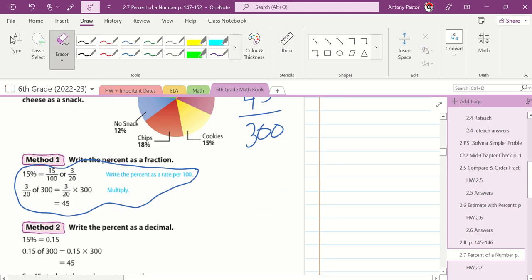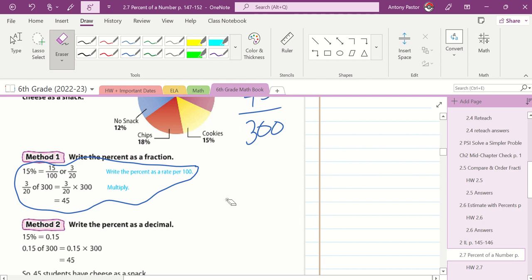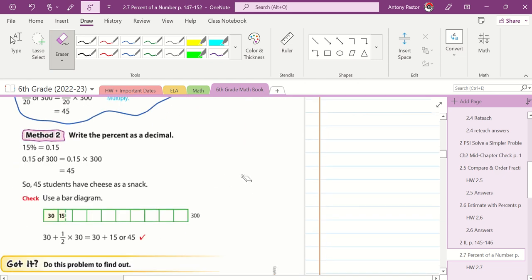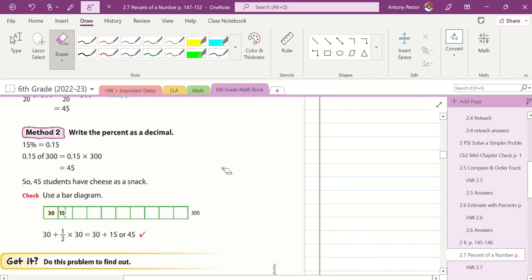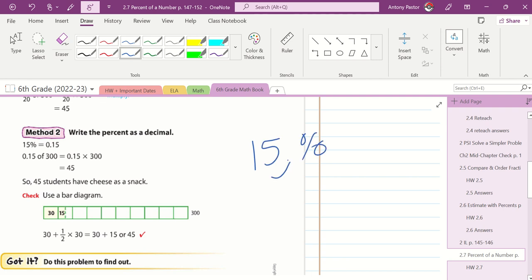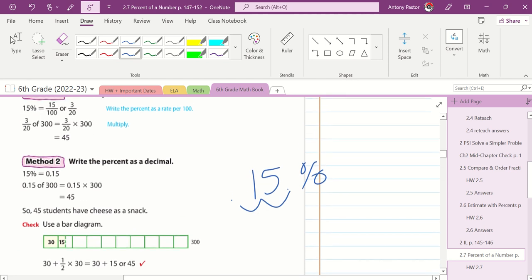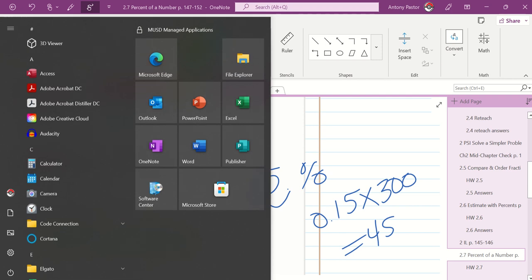Let's continue on. Write the percent as a decimal. Oh, and that was method 1, which is what we did. Method 2 is to write the percent as a decimal. So instead of doing 15%, we do 0.15, because remember, from a percentage to a decimal, we move 1, 2 places to the left, so it'd be 0.15, and then we'd multiply that by our original number. And if we multiply that by 300, we would still get 45. And if we're not sure, let's double check.